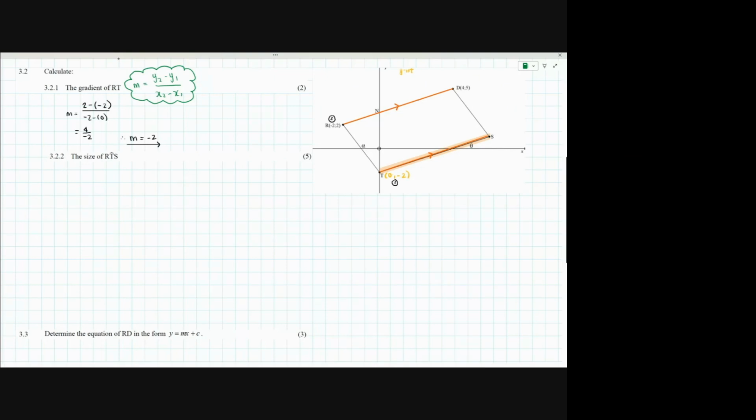3.2.2 asks us for the size of angle RTS. Now, the second they mention an angle, we're going to have to think about our angles of inclination.